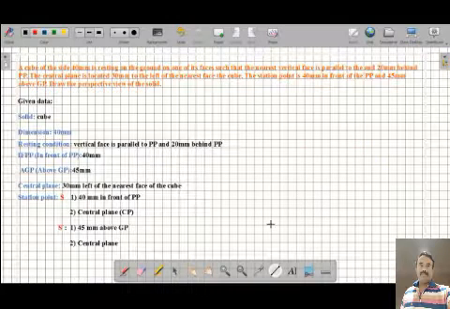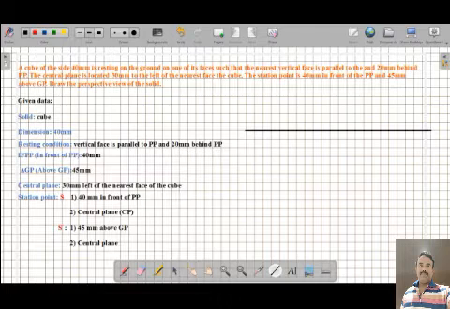So read the question carefully, write the given data for the problem. First draw the picture plane line, then draw the top view. Since it is a cube, you will be getting a square shape in the top view. So draw the top view with respect to the given PP condition.